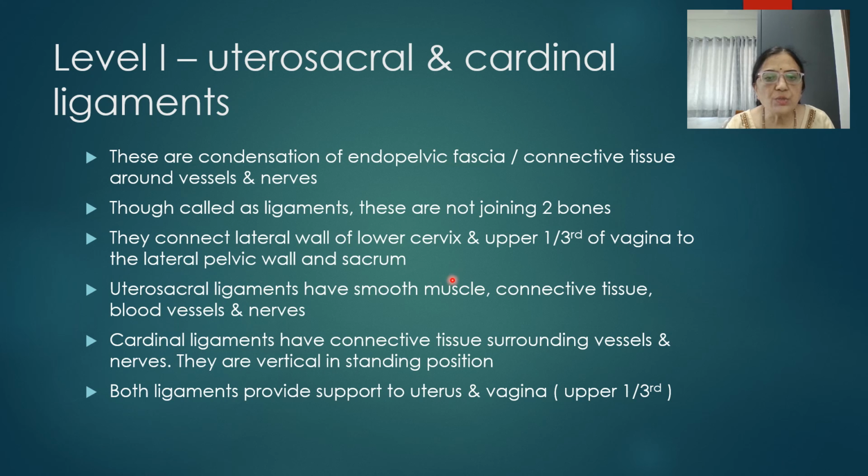Uterosacral ligaments have smooth muscle, connective tissue, blood vessels, and nerves in them, whereas cardinal ligaments have only the connective tissue which is surrounding vessels and nerves. It is not having a smooth muscle element. Cardinal ligament is not having any muscle element, whereas uterosacral ligaments have smooth muscle as the main component.